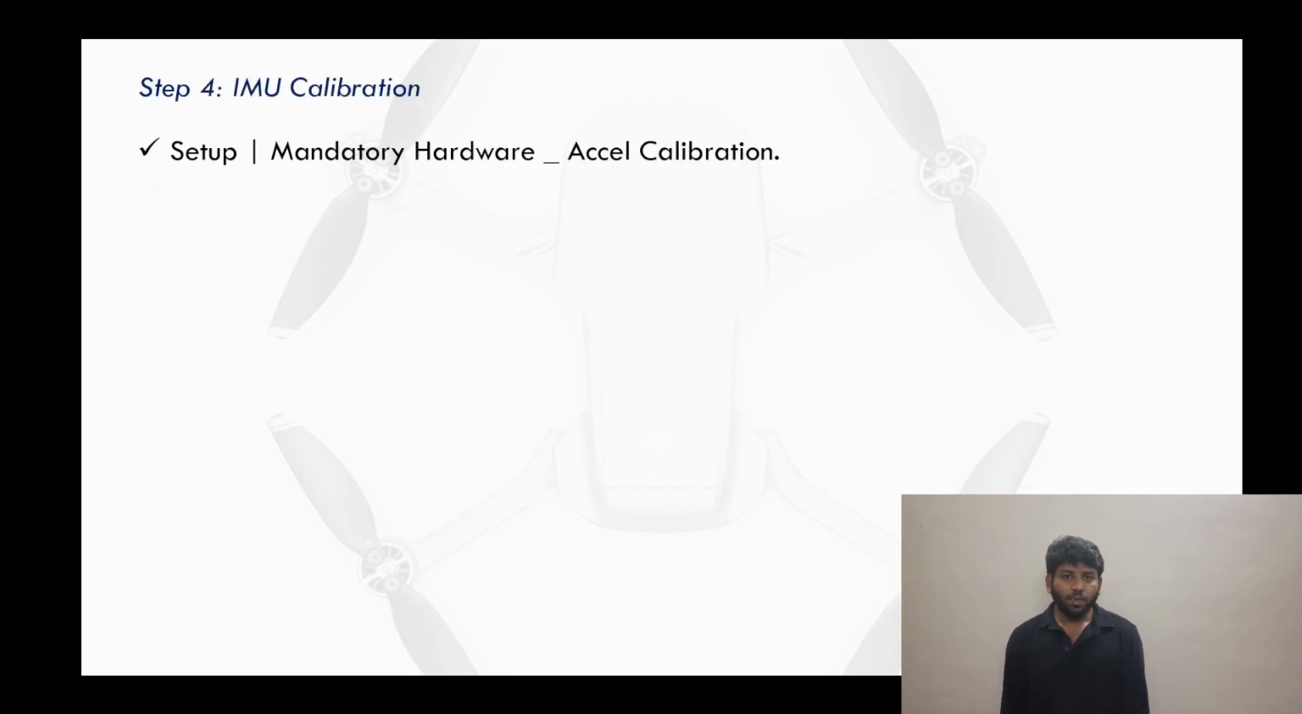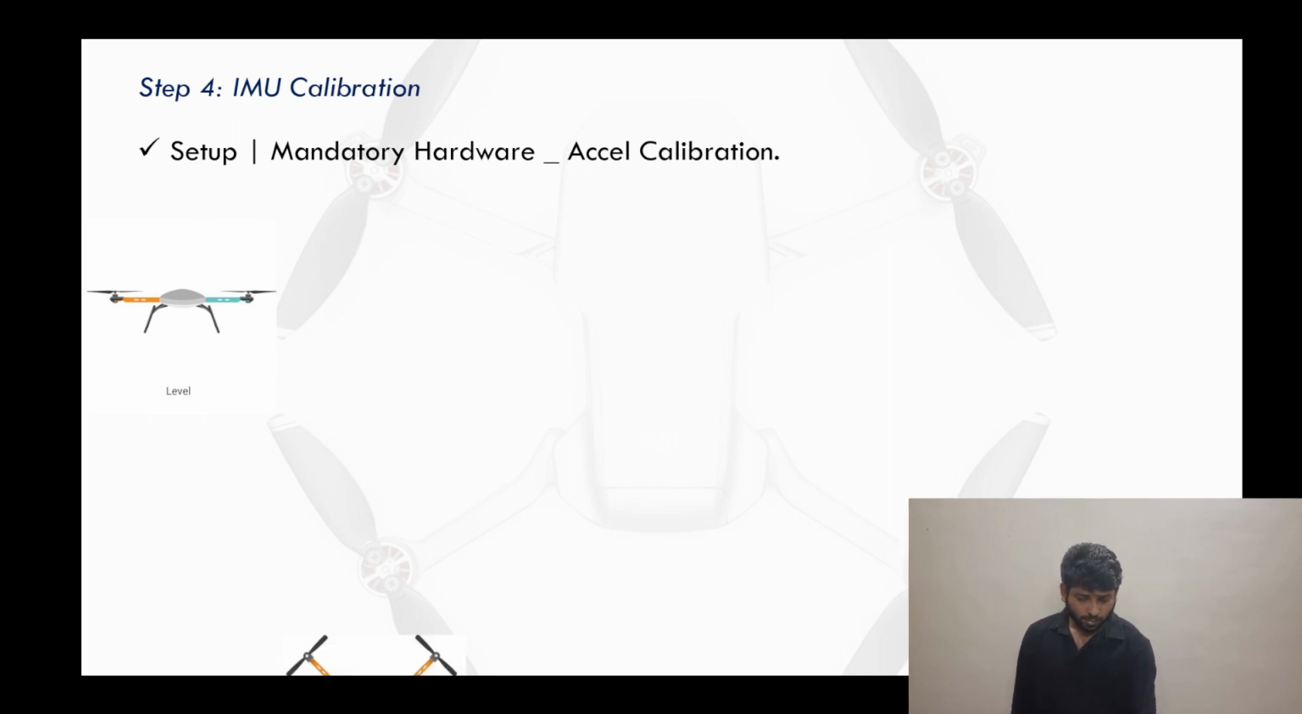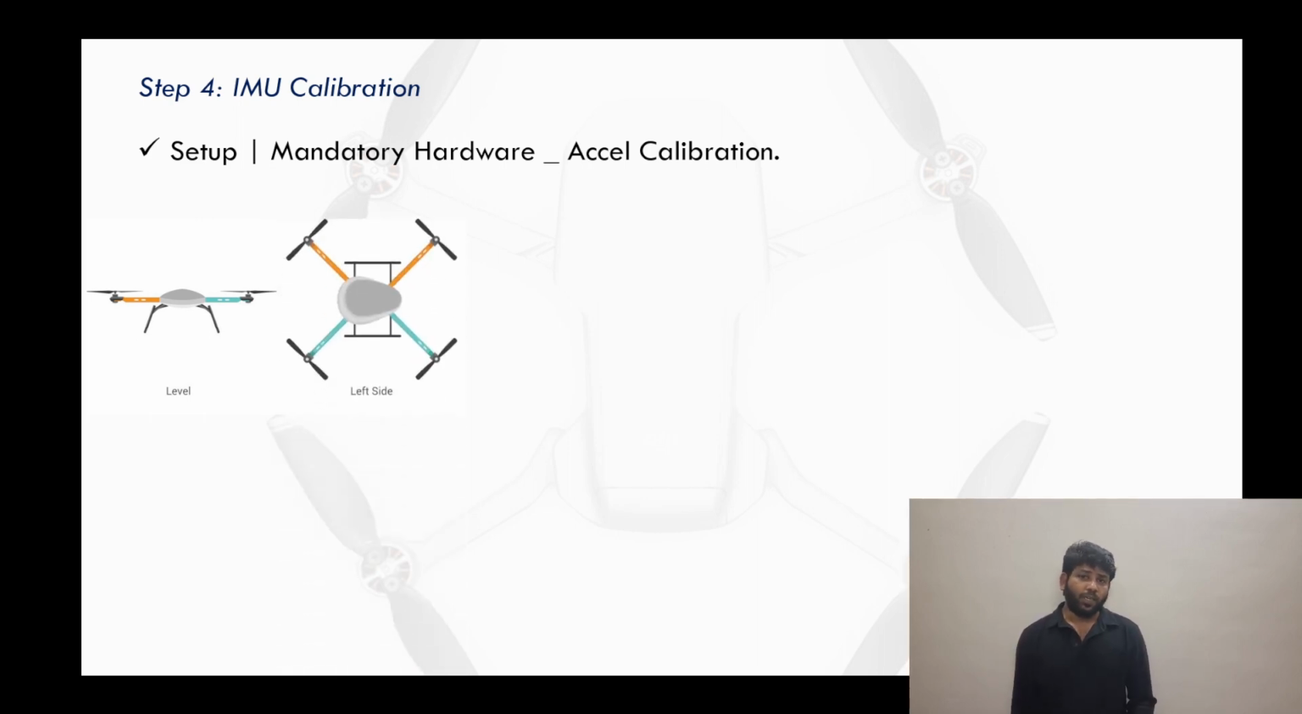Step 4. IMU Calibration. In Mission Planner, navigate to the Setup menu and then Mandatory Hardware. There we should choose Accelerometer Calibration. First we should keep the drone level and then press the calibration button. Next, rotate the drone to the left side, then rotate the drone to the right side.